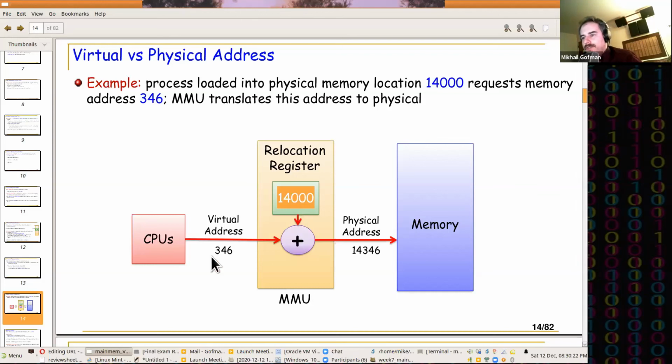So if the process starts at a physical memory location of 14,000 and a process executing on the CPU issues a virtual address of 346, we get a physical address by adding 346 to 14,000, thus giving us the new physical address. All right, that's basically the idea.